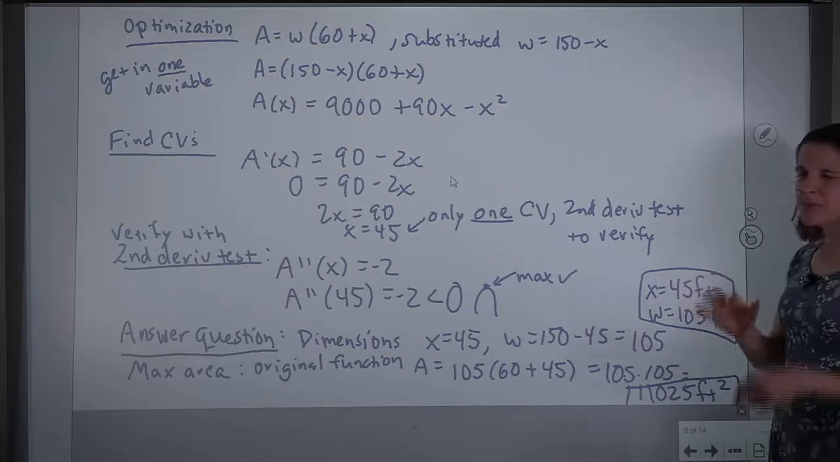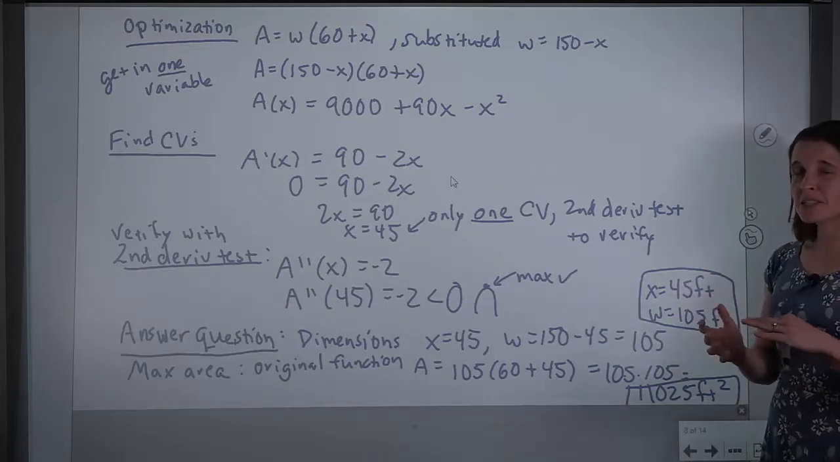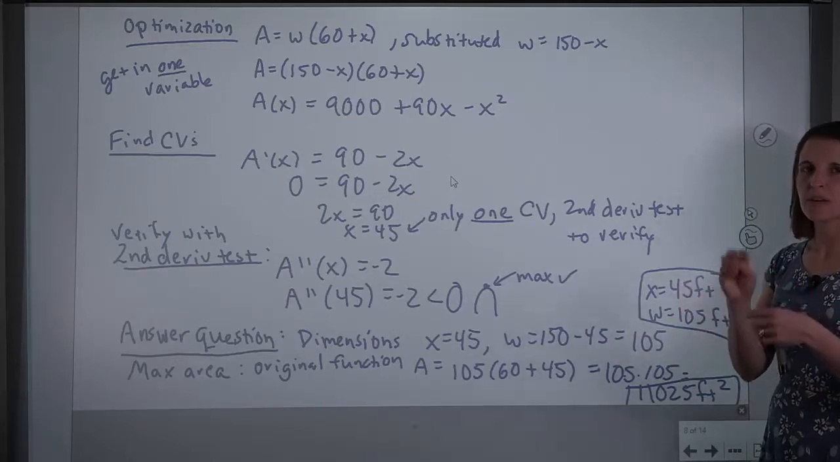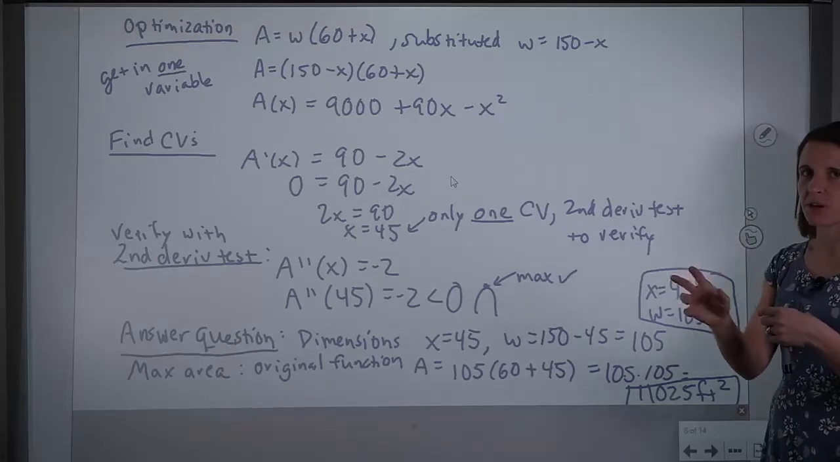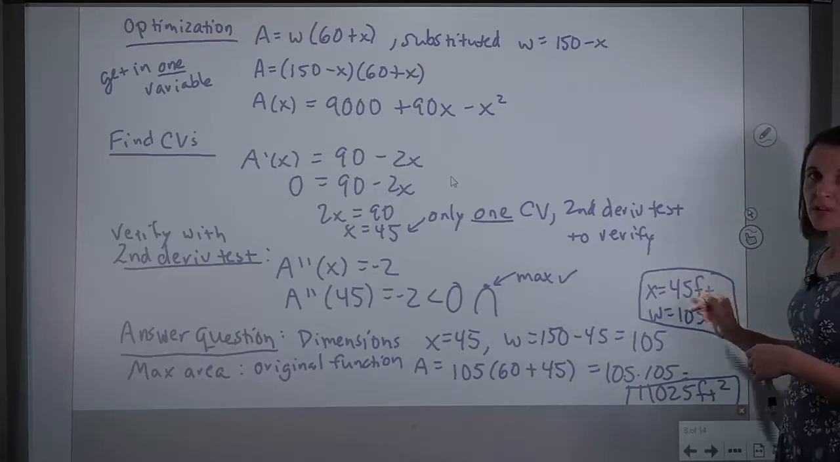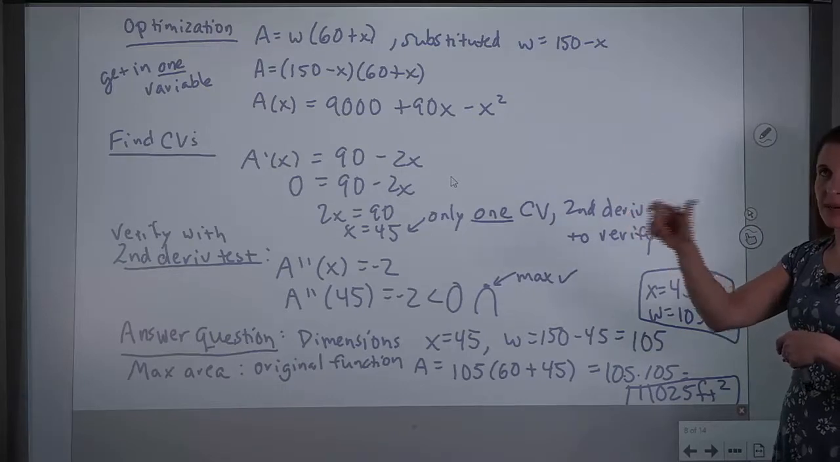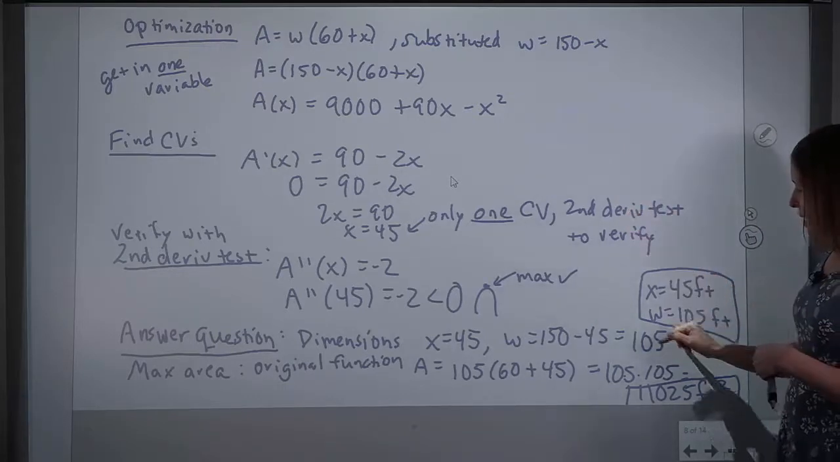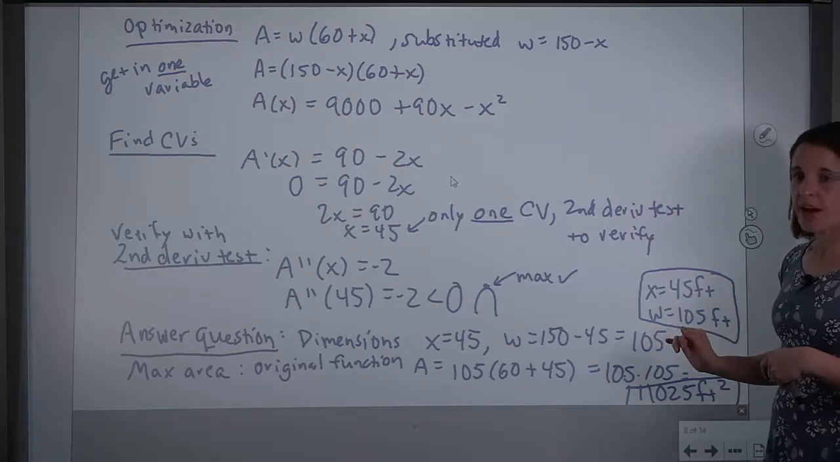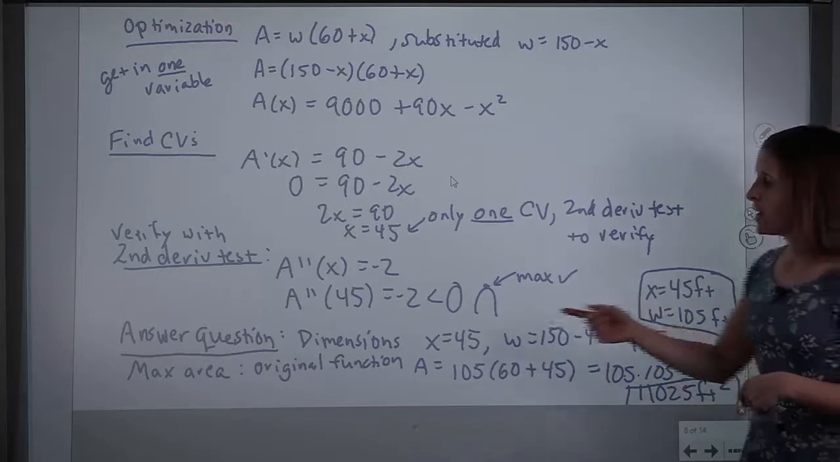I have to be a little careful because those aren't my dimensions per se, because we have the 60-foot wall, but the question asks, what is X, what is W? So X ends up being 45 feet, that extra bit on the end of the brick wall, and W ends up being 105 feet. So then what is the max area?